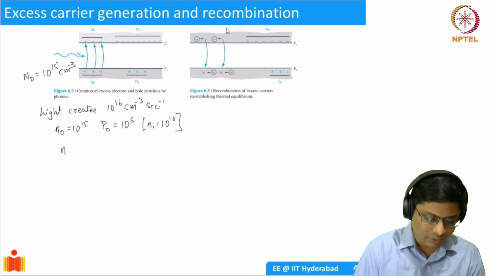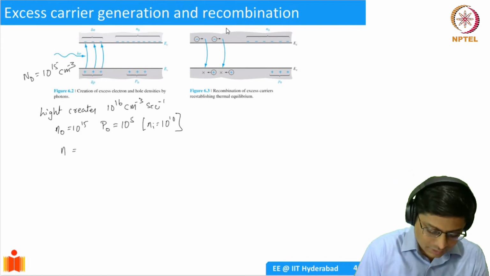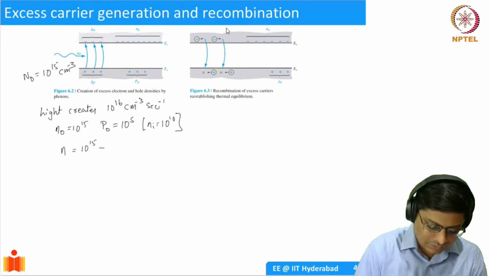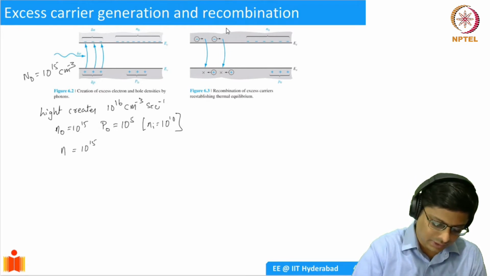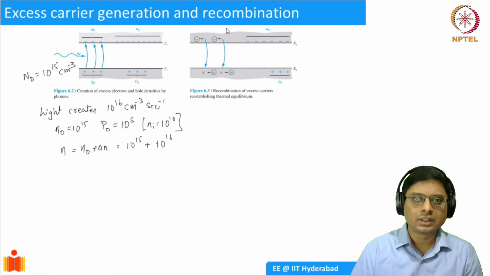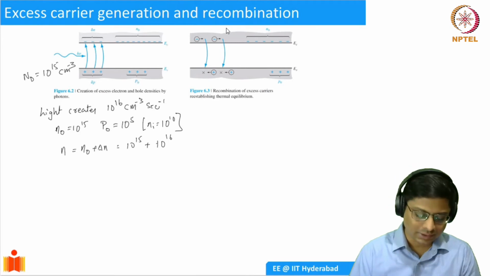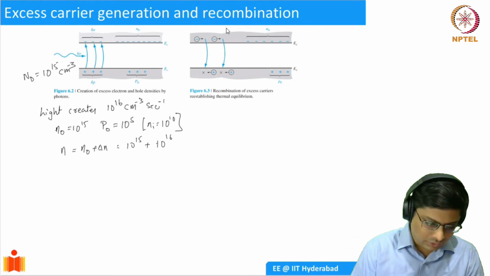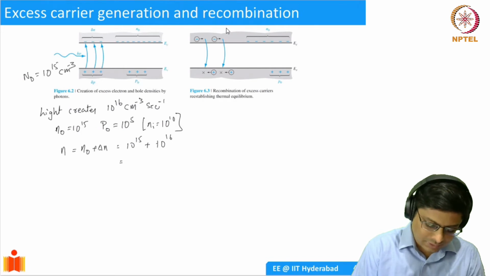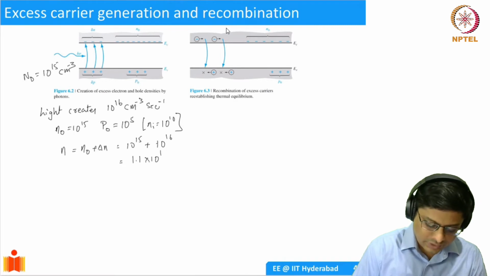Now I'll introduce N to denote non-equilibrium, the total carrier density. N is going to be 10 power 15, the equilibrium density, plus delta N. So I'll write it as N naught plus delta N, by which I mean 10 power 15, the equilibrium density, plus 10 power 16, which is the excess minority carriers or excess electron hole pairs that I'm creating in the lattice, 10 power 16 per second. So what will this be? This is going to be 1.1 into 10 power 16.